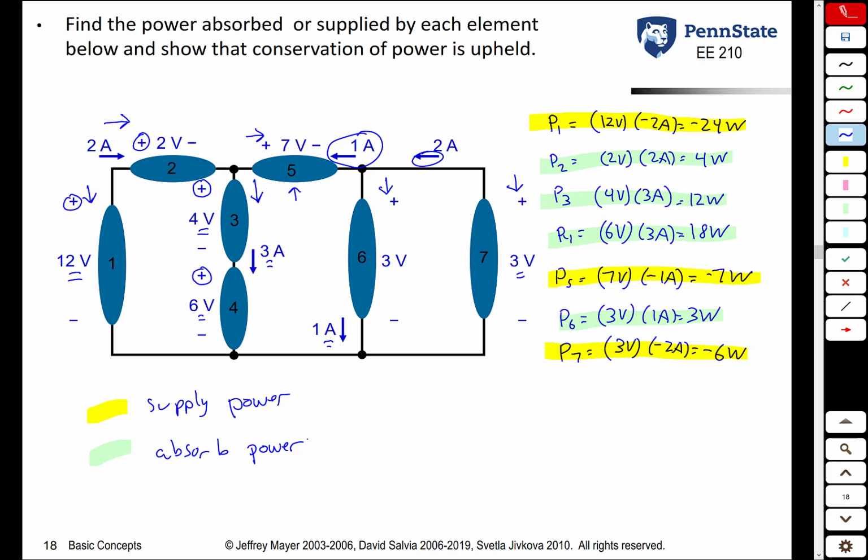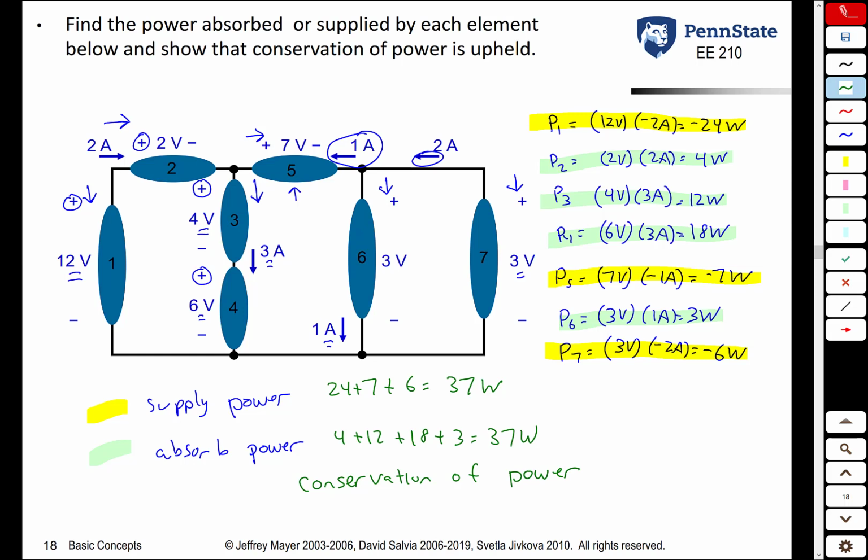And sure enough, the supplied power, if you add up those numbers, 24 plus 7 plus 6, 37 watts are supplied, and the absorbed power is 4 plus 12 plus 18 plus 3 is 37 watts. We get conservation of power.